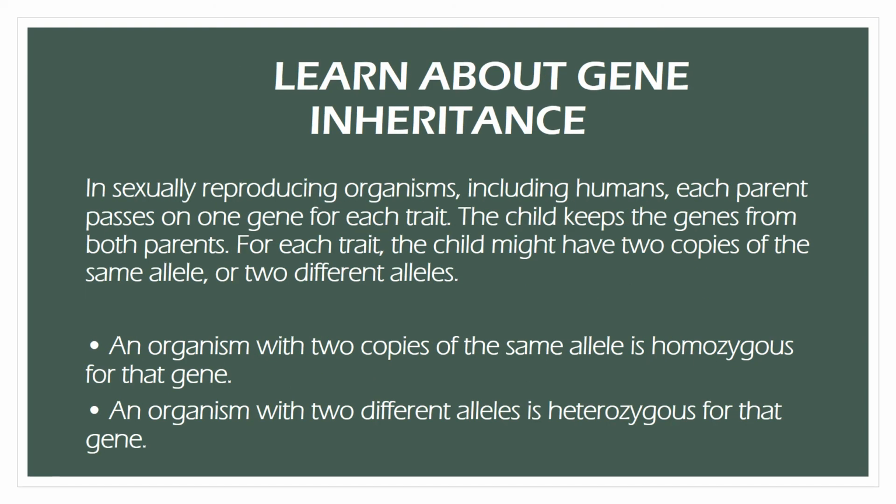Now let's learn about gene inheritance. In sexually reproducing organisms, including humans, each parent passes on one gene for each trait. The child keeps the genes from both parents. For each trait, the child might have 2 copies of the same allele or 2 different alleles. An organism with 2 copies of the same allele is homozygous for that gene. An organism with 2 different alleles is called heterozygous for that gene.